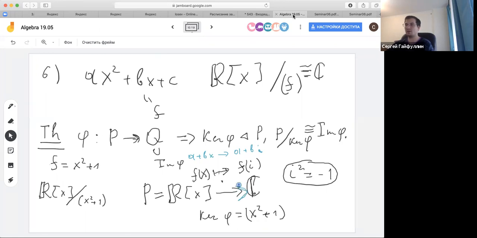Okay, and what is the kernel of this homomorphism? The kernel is just all polynomials such that f from i equals 0. Then i is the root of this polynomial. Since f is a real polynomial, then minus i is also the root. And so we have that f is divisible by x squared plus 1. Is it clear?